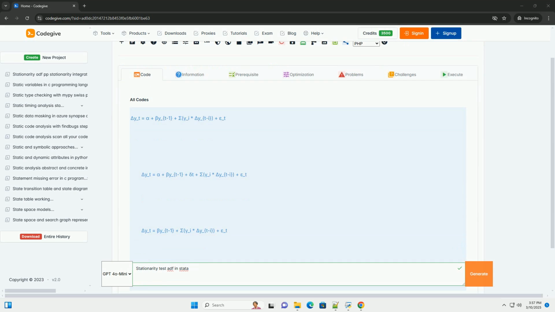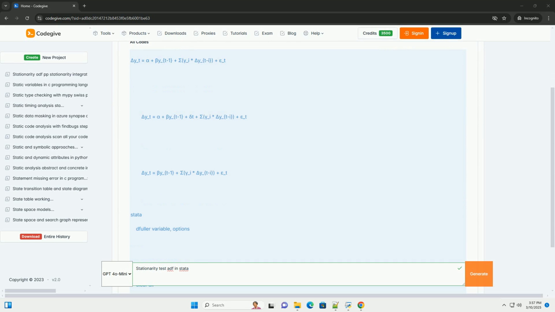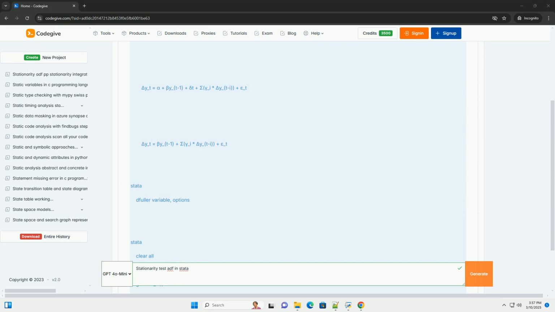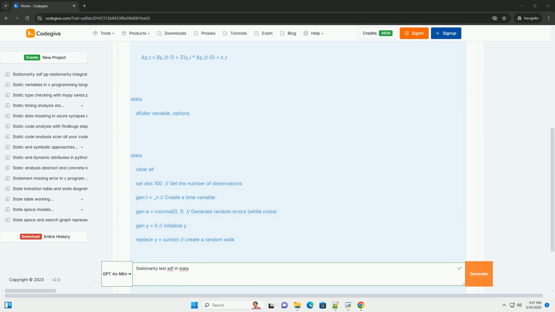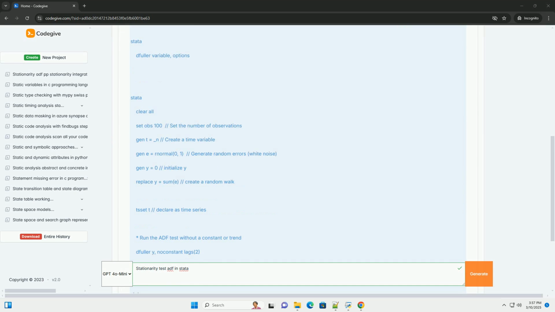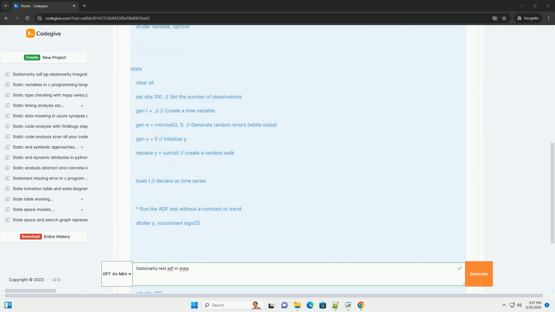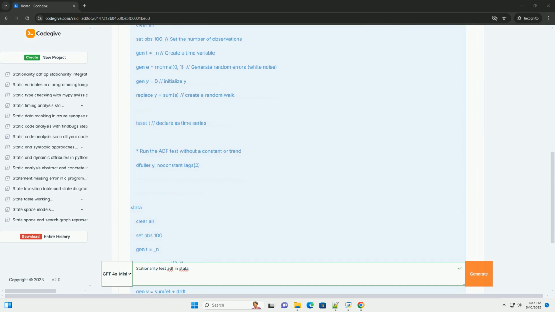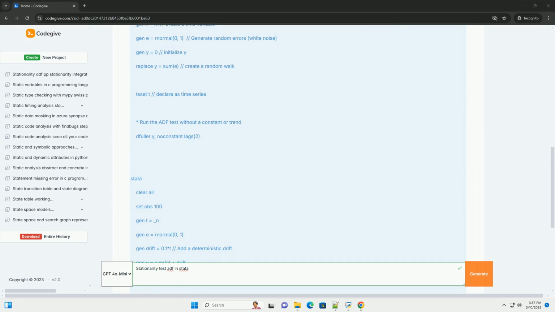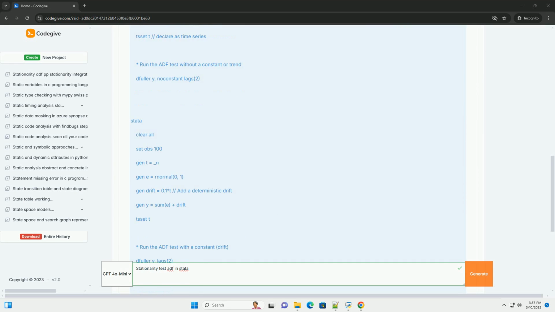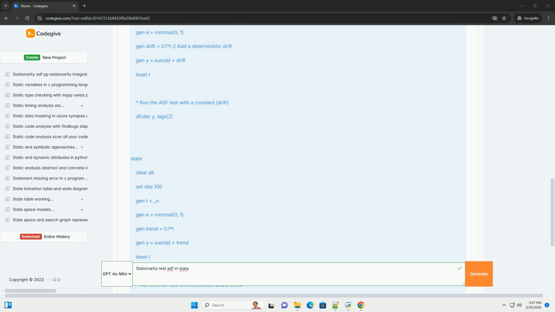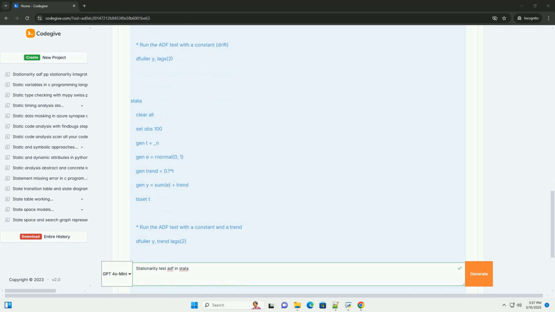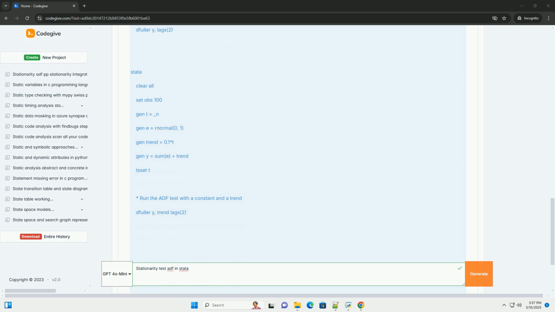OK, let's dive into the augmented Dickey-Fuller (ADF) test for stationarity in Stata. This is a crucial concept in time series analysis, and I'll provide a comprehensive tutorial with detailed explanations and Stata code examples. 1. Understanding stationarity. Before we get into the ADF test, it's essential to understand what stationarity means.